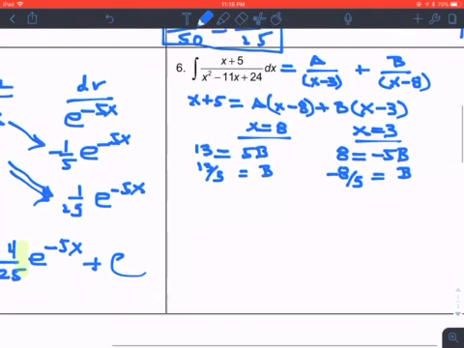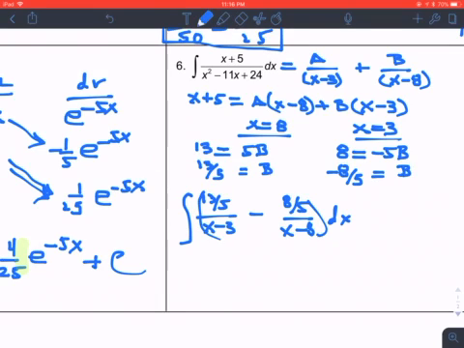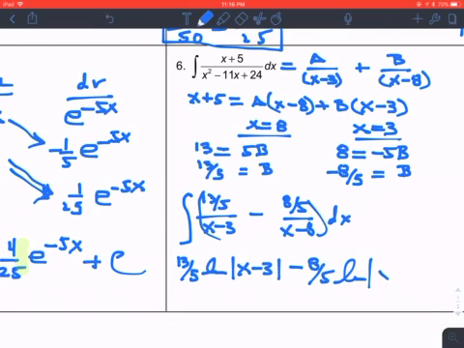Okay, so if I go integrate this, I'm integrating 13/5 over x minus 3 minus 8/5 over x minus 8. Now we have a dx around the whole thing. So this becomes 13/5 natural log of the absolute value of x minus 3 minus 8/5 natural log of the absolute value of x minus 8 plus c. Okay, I really can't combine those because my coefficients here are different. Okay, or certainly not in a nice manner.